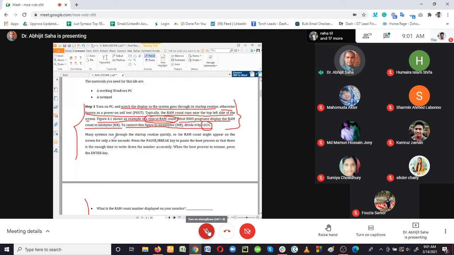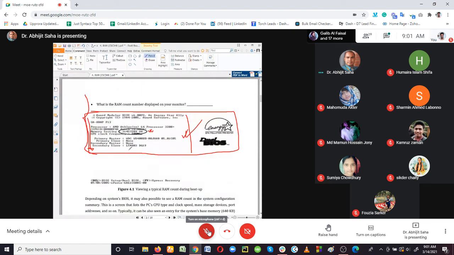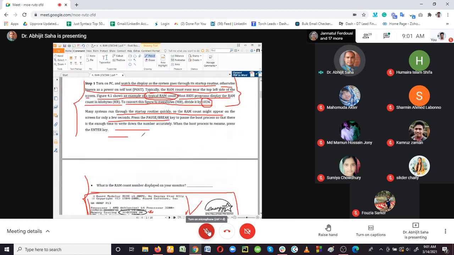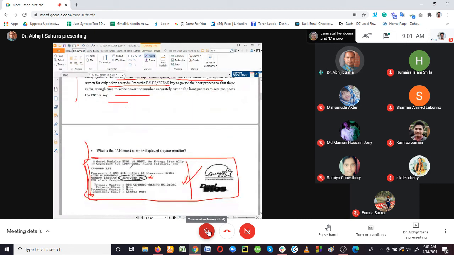Many systems run through the startup routine quickly, so the RAM count is not visible. This is about how you are going to pause the screen. If the screen comes up like that on your computer system, how do you pause it? Some of them could show this screen for only a second, and then it is very difficult to see the information on the screen.